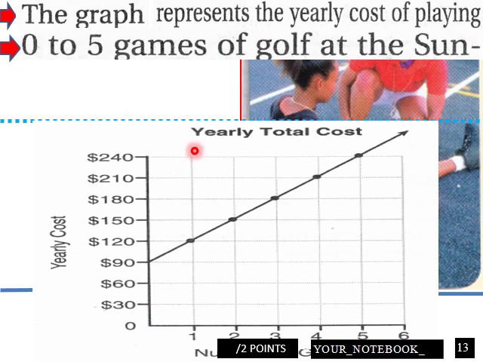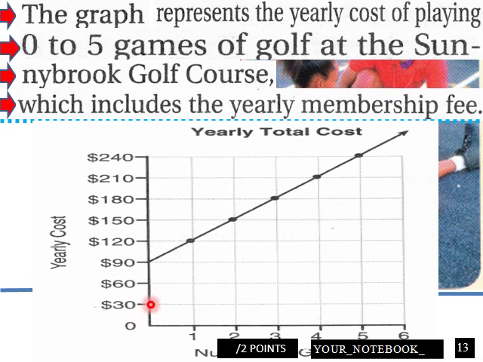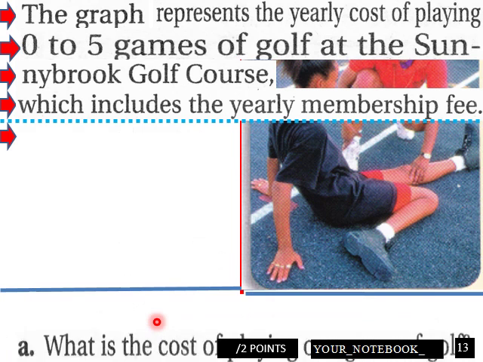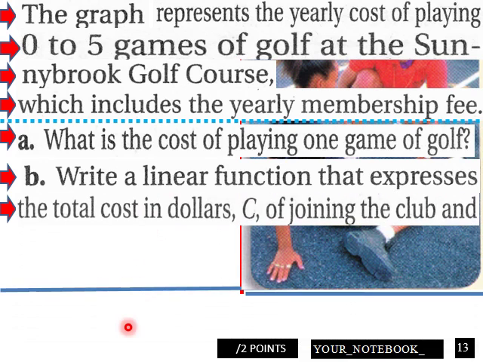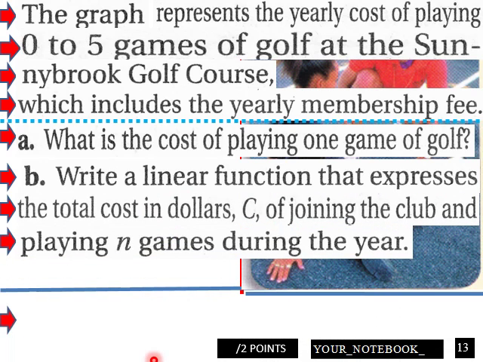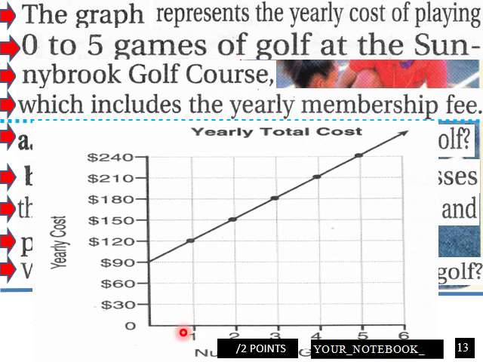So the graph represents the yearly cost of playing 0 to 5 games of golf at the Sunnybrook Golf Course. Here's a graph here, which includes the yearly membership fee, which would be right here. What is the cost of playing one game of golf? Write a linear function that expresses the total cost in dollars, C, of joining a club and playing n games during the year. What is the cost of playing 10 games of golf?